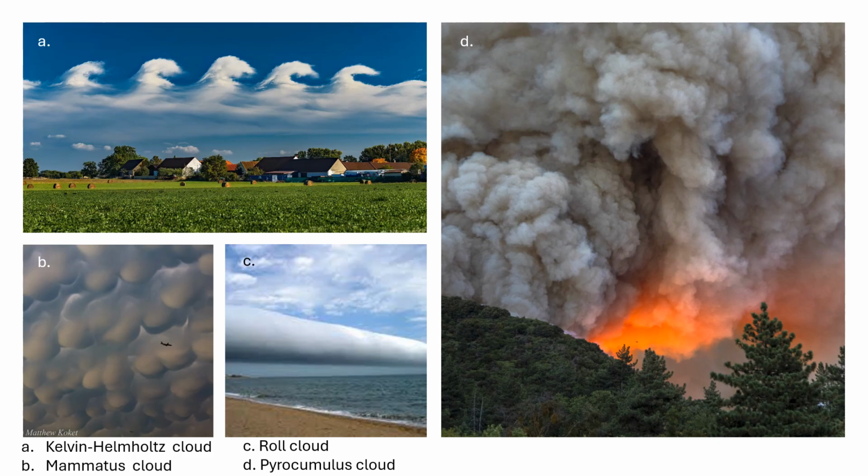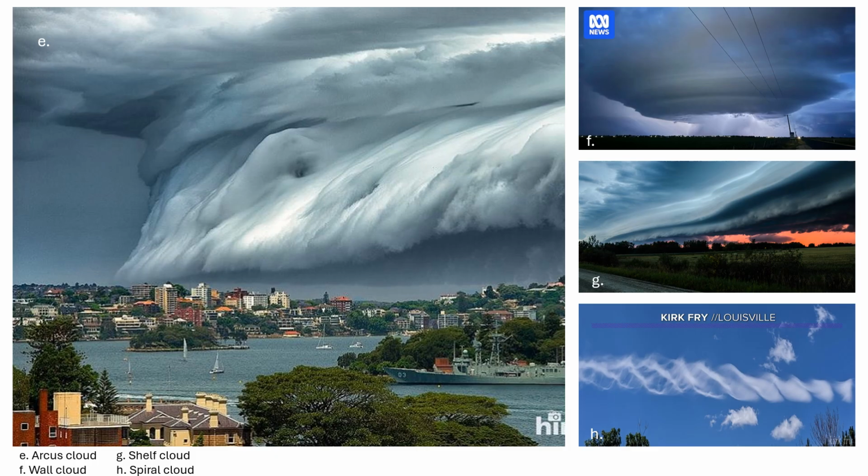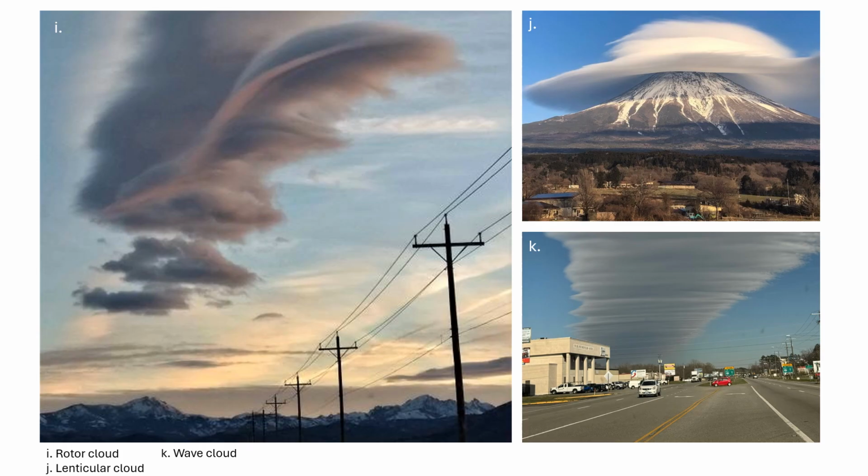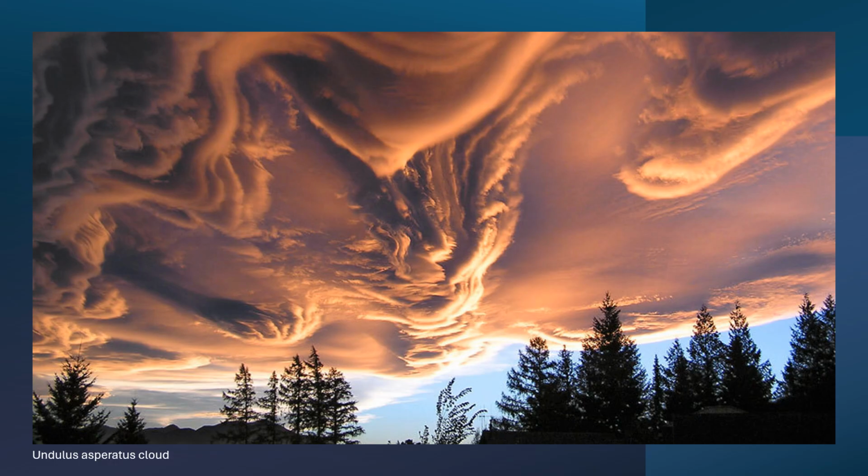What are some of these clouds? Well, let's see. How about Kelvin-Helmholtz clouds, Mammatus clouds, roll clouds, pyrocumulus clouds, Arcus clouds, wall clouds, shelf clouds, spiral clouds, rotor clouds, lenticular clouds, wave clouds, and last but not least, the lovely Angulus asperatus cloud. These are just a few of these amazing cloud forms that can develop in our atmosphere under a whole bunch of different conditions. So I encourage you to keep looking up.